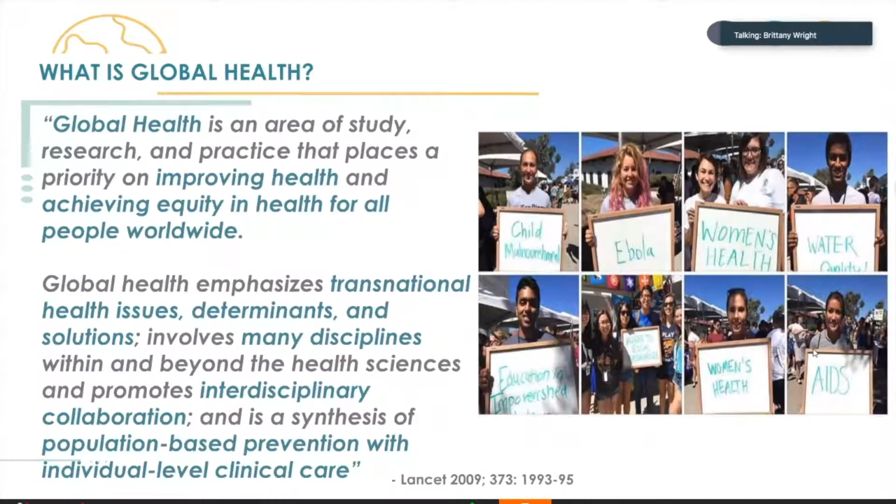The definition of global health is that it's an area of study, research, and practice that places a priority on improving health and achieving equity in health for all people worldwide. It emphasizes transnational health issues, determinants, and solutions, and involves many disciplines within and beyond the health sciences and promotes interdisciplinary collaboration. It's a synthesis of population-based prevention with individual-level clinical care.